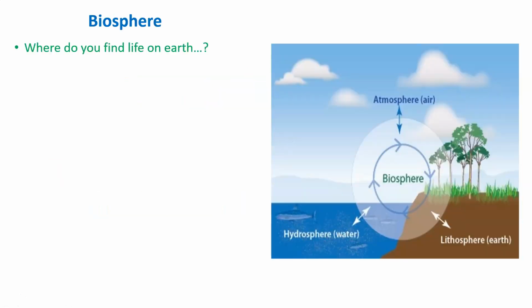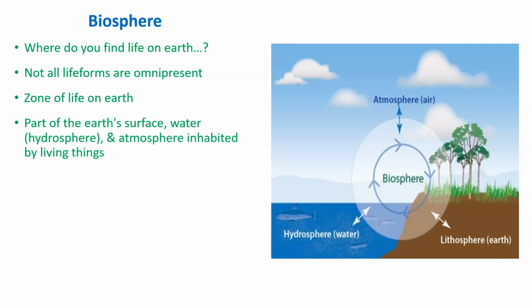So, what is the biosphere first? Well, that's where you find all the forms of life on planet Earth. Not all life forms on planet Earth are present throughout the earth. There are certain areas where you find life. So the parts of the earth's surface, the water, the aquatic environments, and the atmosphere that are occupied by living organisms is what we mean by the biosphere.